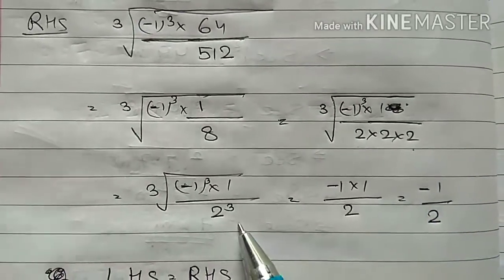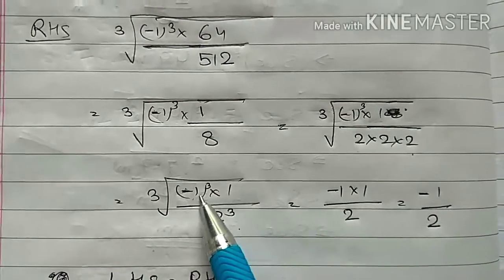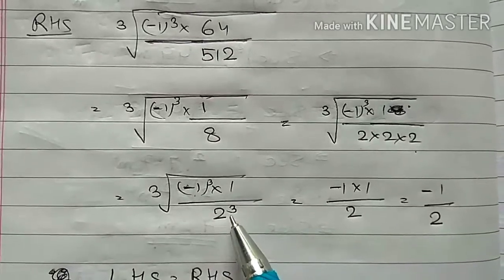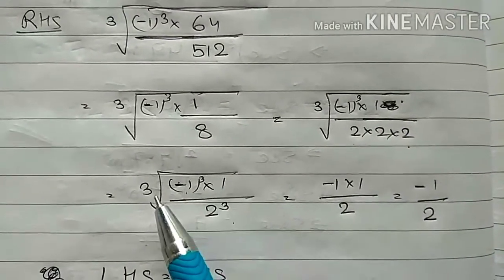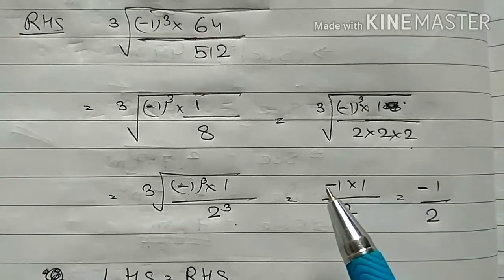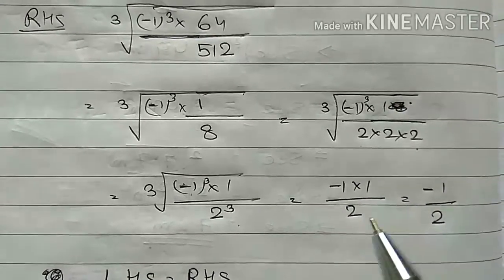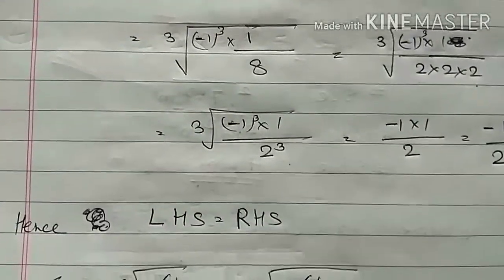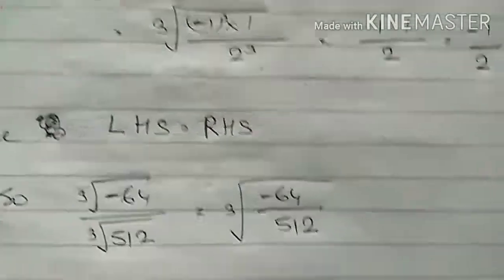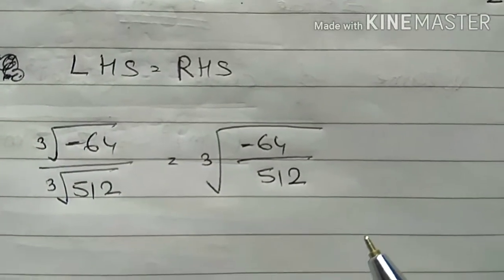So this is 2 to the power cube, and this one is -1 into 1 to the power cube, or 1. Okay, so after removing the cubic root, what will we get? Minus 1 into 1 becomes 1, and 2 remains here, so it is 2. So we find that LHS is equal to RHS. So this one is equal to this one.